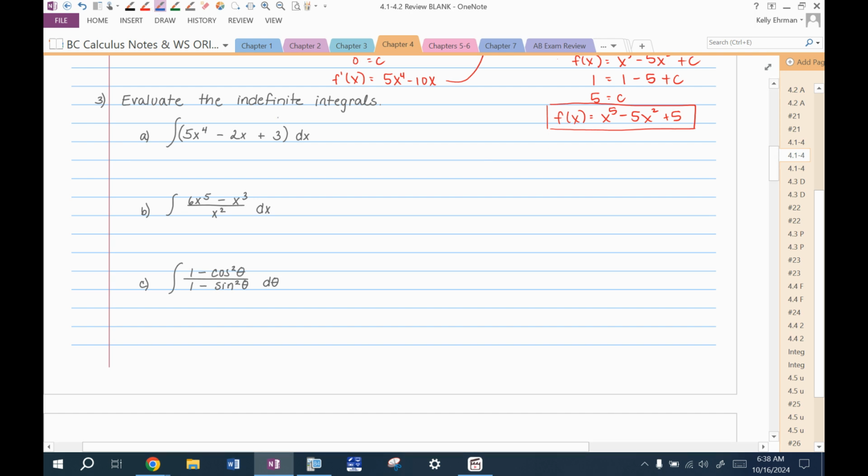Evaluate the indefinite integrals. So evaluating an indefinite integral just means that your answer will be something plus c. All right, so this is already set up for me, so there's nothing to rewrite. I can say this is 5x to the fifth over 5 minus 2x squared over 2 plus 3x plus c. And now I just need to clean it up. The 5's cancel, the 2's cancel, so x to the fifth minus x squared plus 3x plus c. We don't have information to find c. This is just what we get when we evaluate an indefinite integral.